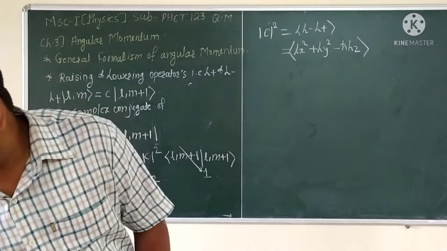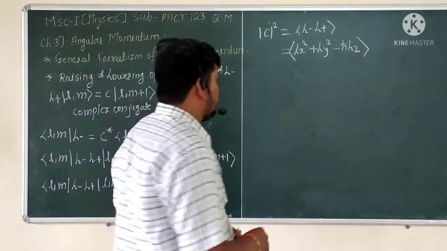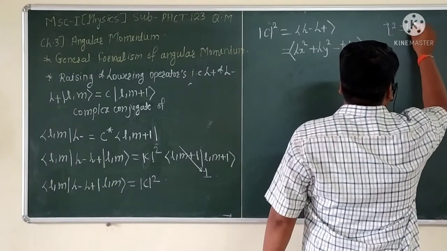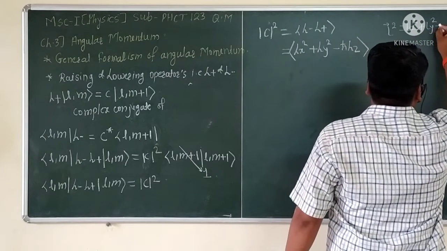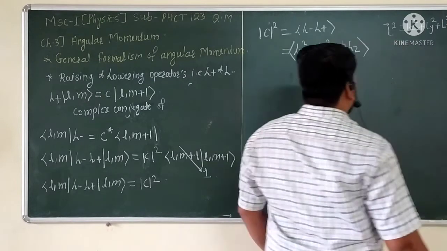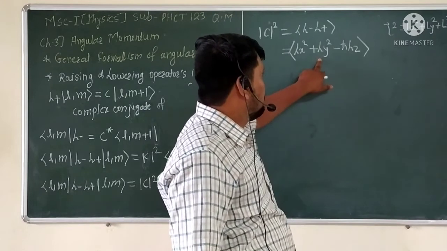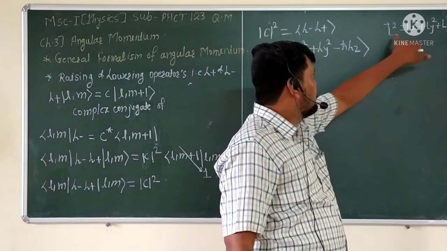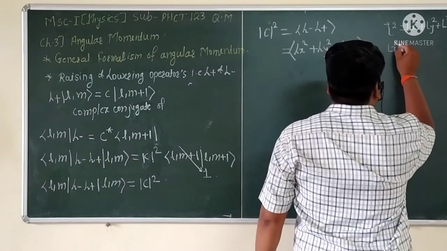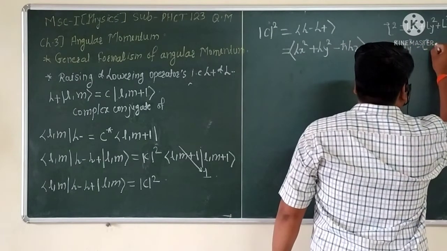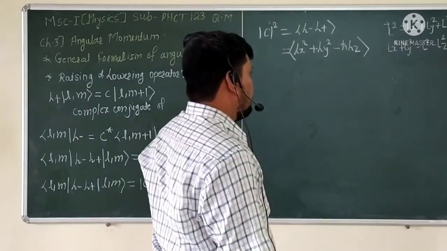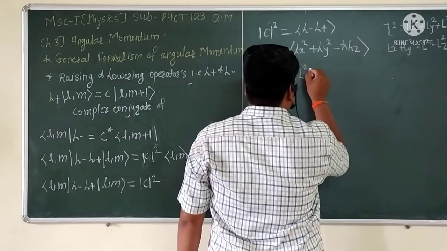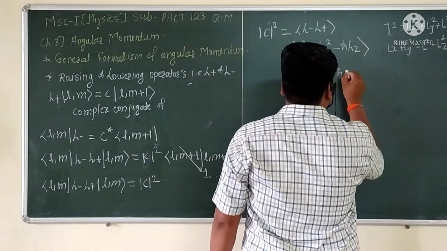And if we solve this, Lx squared plus Ly squared: you know that L squared is nothing but Lx squared plus Ly squared plus Lz squared. So Lx squared plus Ly squared is nothing but L squared minus Lz squared. If we put this value in this equation, it is nothing but L squared minus Lz squared minus h cross Lz.